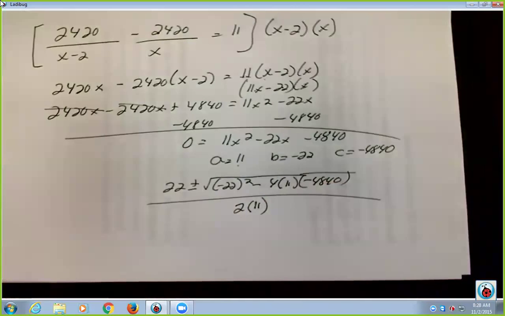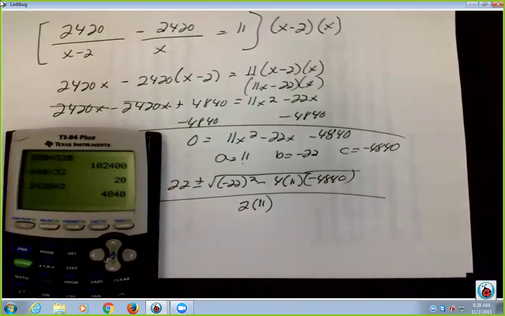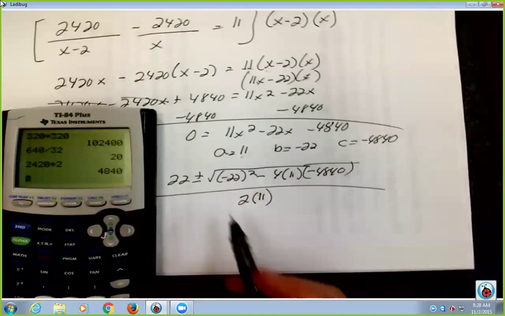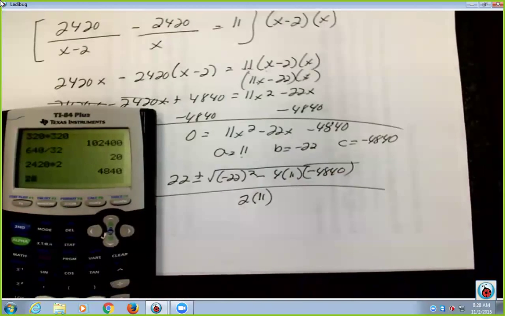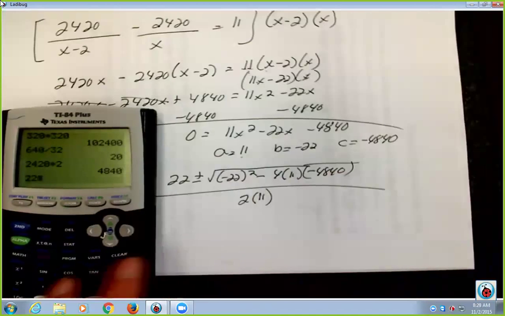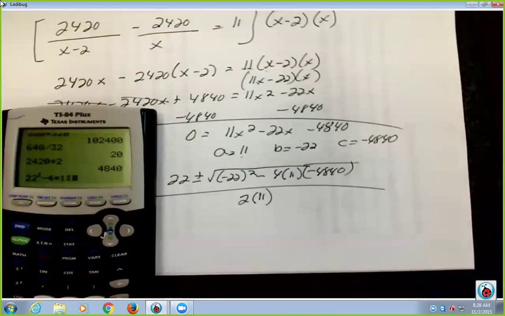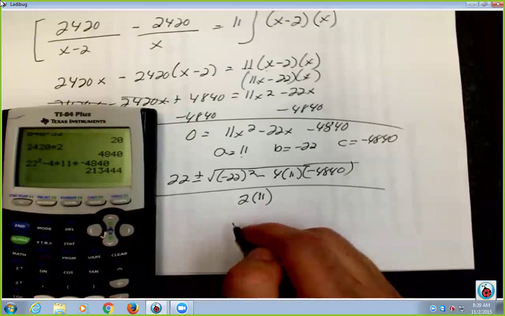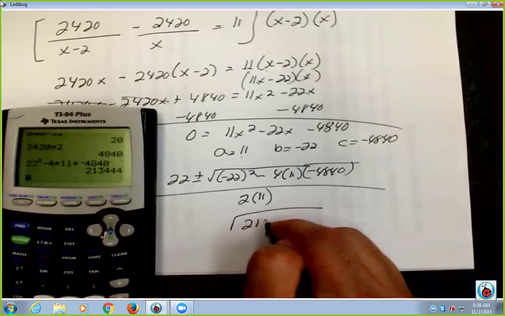And then what comes out of there? So now I got to do that discriminant underneath. So 22 squared. I don't really need the negative because I know it's going to come out positive. 22 squared minus 4 times 11 times a negative 4,840 equals that. And that's a great big number.